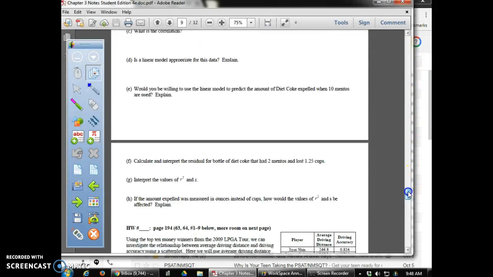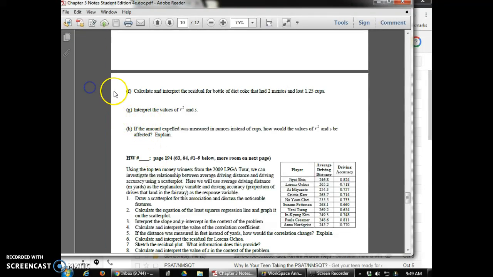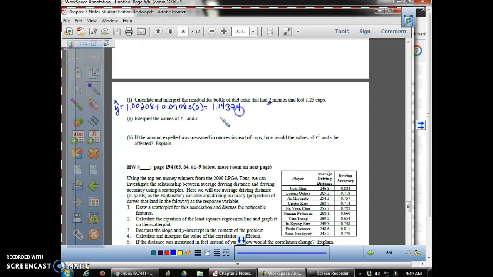It says calculate and interpret the residual for the bottle of Diet Coke that has 2 Mentos and loss 1.25. So the first thing I need to do is use my model to calculate the predicted value for 2 Mentos from the least squares regression line. So here it is. Y hat is 1.00208 plus 0.07083, and I'm going to put 2 in here, and that's going to give me 1.14374. So that's my prediction.